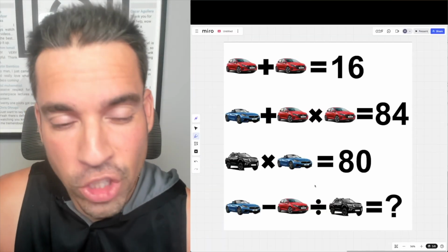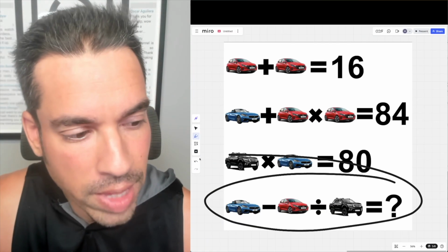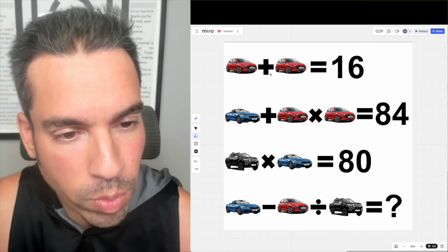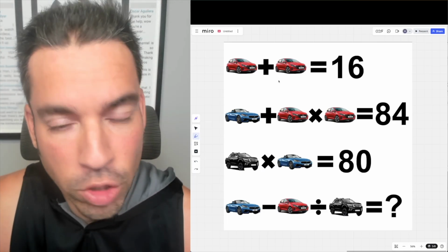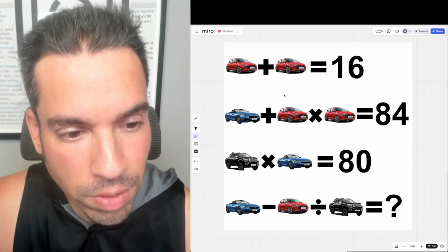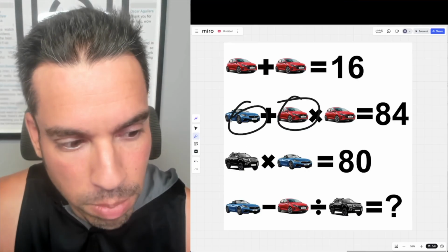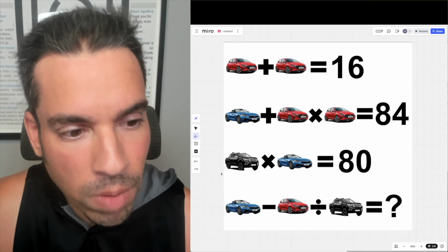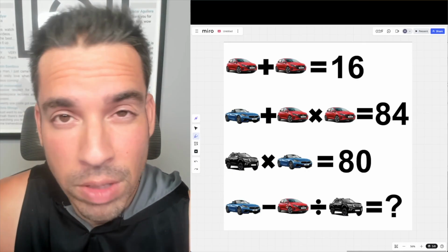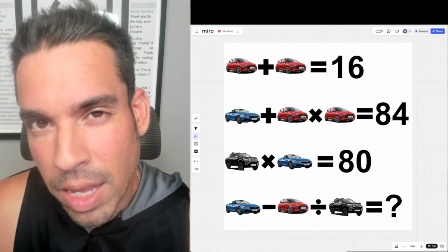In this one, the question is as follows. Solve that final equation. Here we've got 4 different equations. You're going to use each equation to figure out the value of each of these different cars. We got a red car, a blue car, and a black car. Hit that pause button and see if you can figure it out. When you're ready, hit play, and I'll give you the explanation.